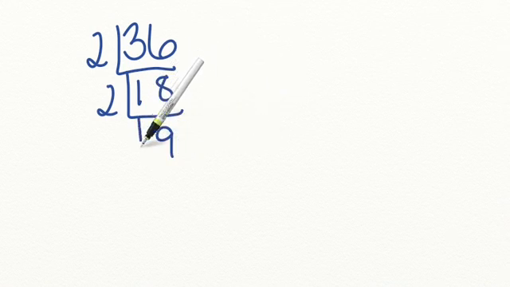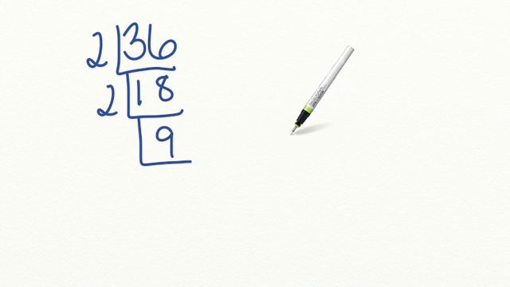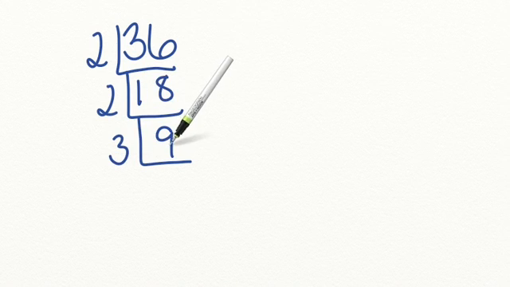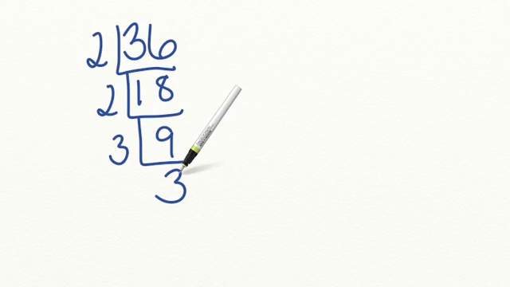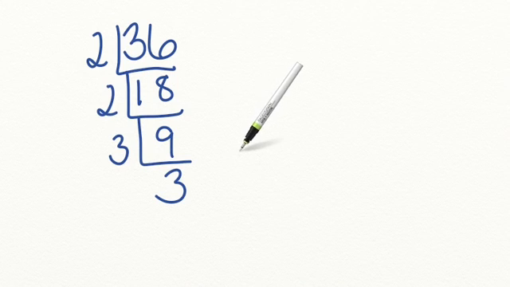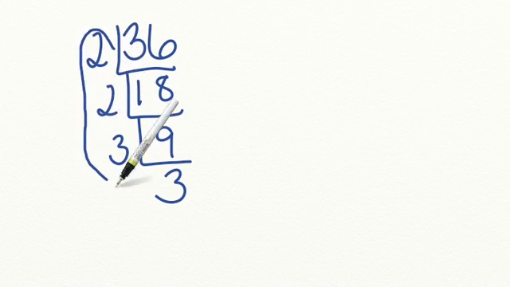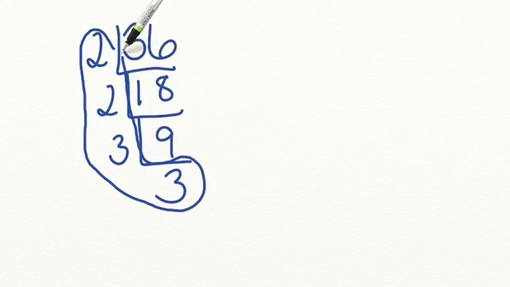I'm going to continue my upside down division symbol here. But since 9 is an odd number, I can't divide it by 2. So my next prime number is going to be 3. 9 divided by 3 equals 3. Once you reach a number on the bottom of your upside down division that is prime, you're finished and you found all of the prime factors for that number. So for the number 36, I have already lined up these prime factors in order from least to greatest. Let's put those in an equation.